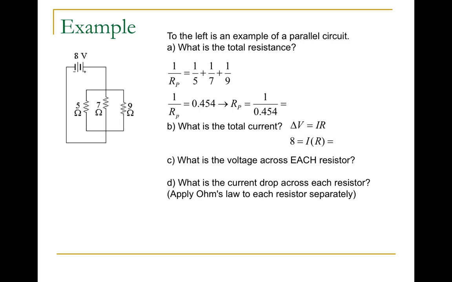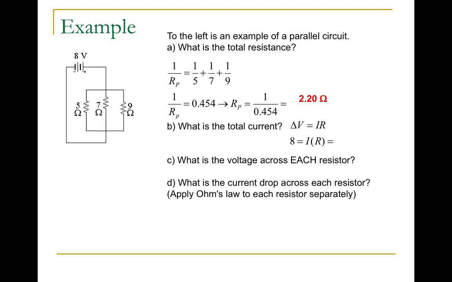Right? So we're looking at 1 over 5 plus 1 over 7 plus 1 over 9. That will give you 1 over the equivalent resistance. So you have to take the inverse of that, and you get an equivalent resistance of 2.2 ohms.